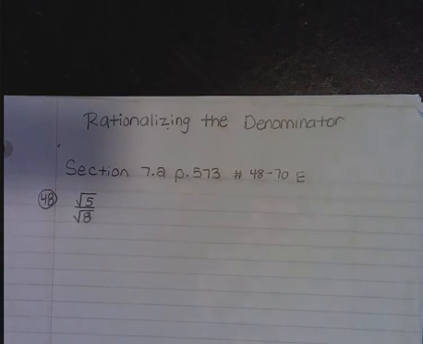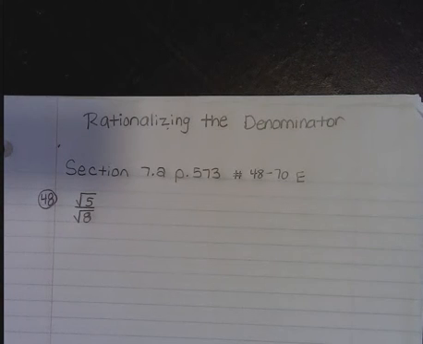In this lesson, we are going to discuss rationalizing the denominator. This is located in section 7.2 on page 573 in your text. We are going to work numbers 48 through 70 even. Then we are going to move to the end of section 7.3 where there are more problems on rationalizing the denominator. So in the directions, they state to simplify each expression.